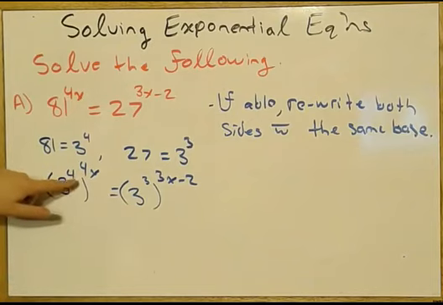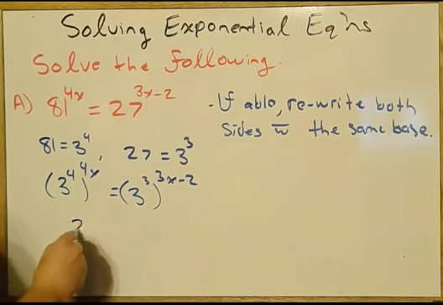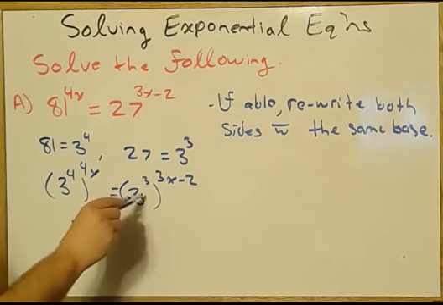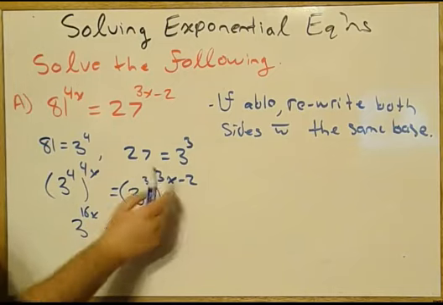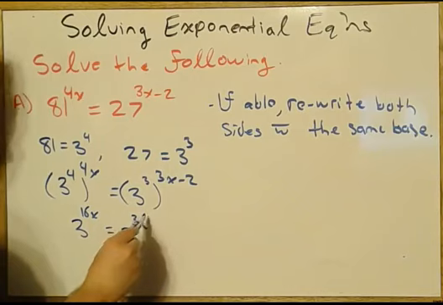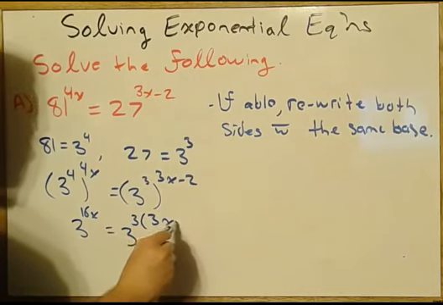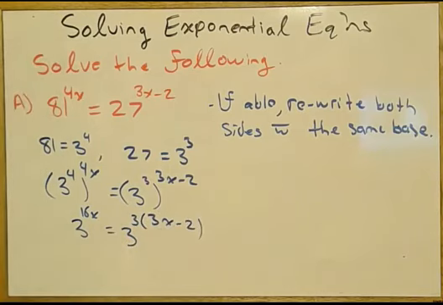Okay, so on the left side, 4 to the power of 4x means we've multiplied the exponents. So this will be 3 to the power of 16x. And on the right side, it'll be 3 to the power of 3. Now remember, you multiply the exponents here, so it'll be 3 to the power of 3 bracket 3x minus 2. And so now that we have the same base, we can drop the base and work directly with the exponents.